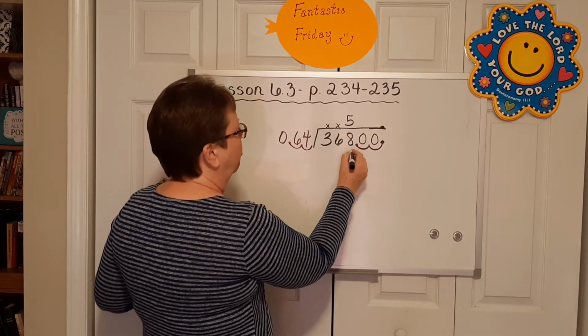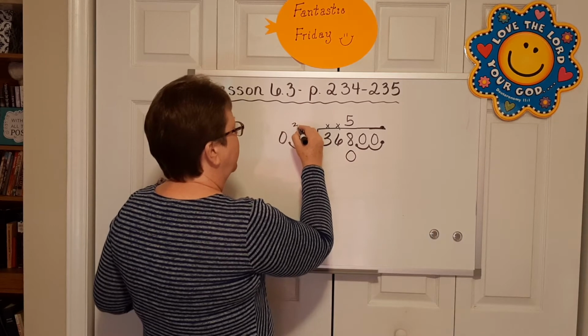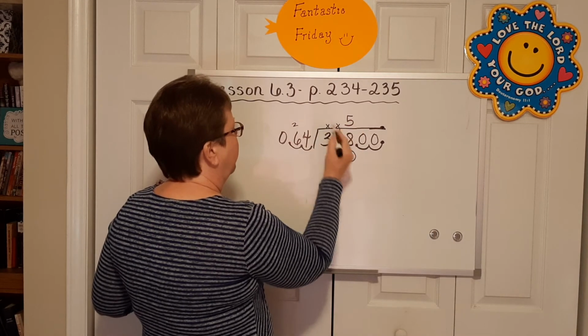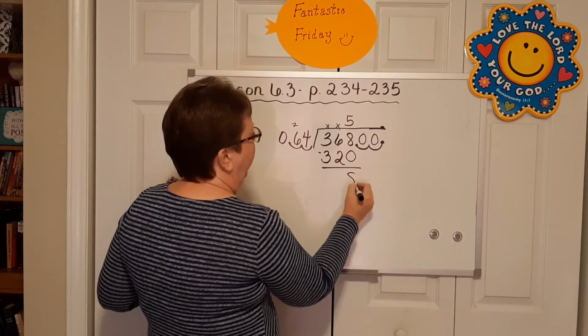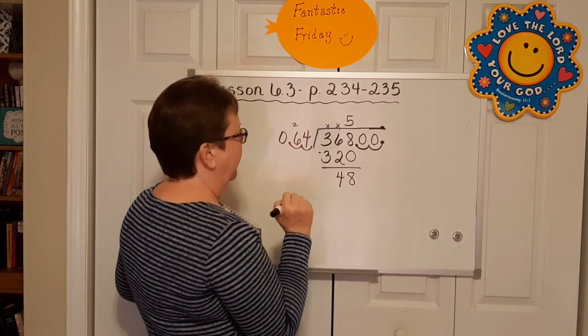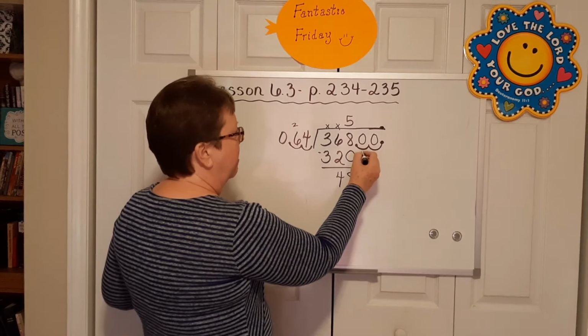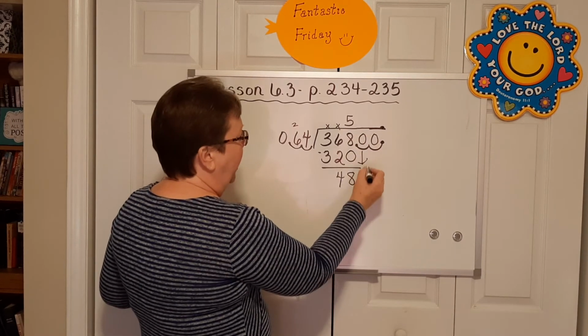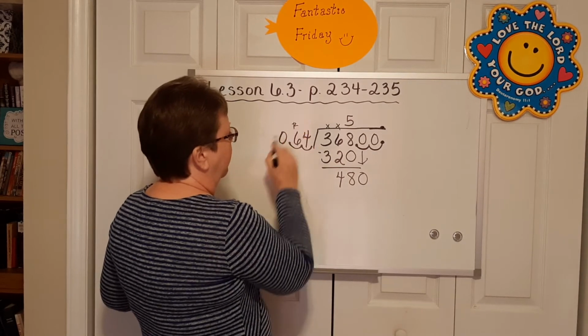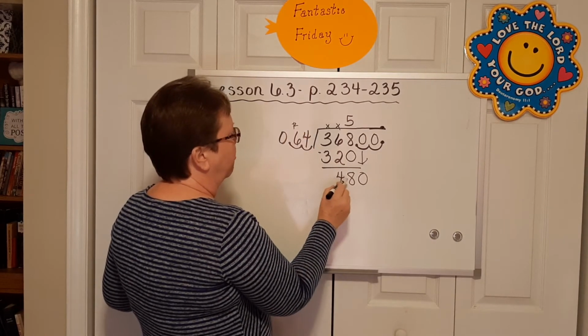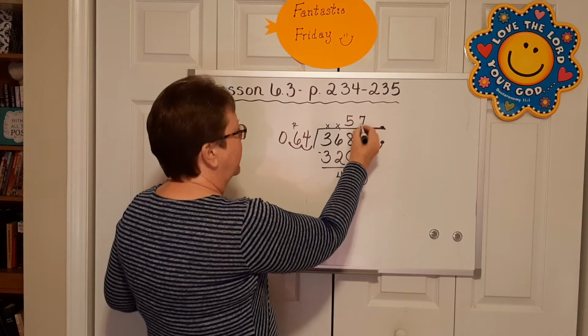4 times 5 is 20. 0, carry the 2. 6 times 5 is 30, plus 2 is 32. If we subtract, we get 48. Okay? Didn't come out even. Well, we're going to have to bring down our 0 anyway. Okay? Now, 64 can go into 480 7 times.